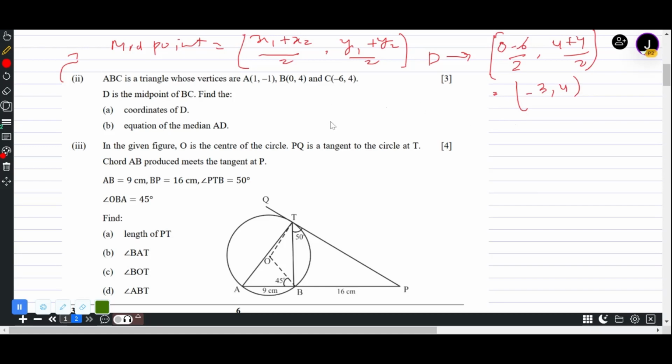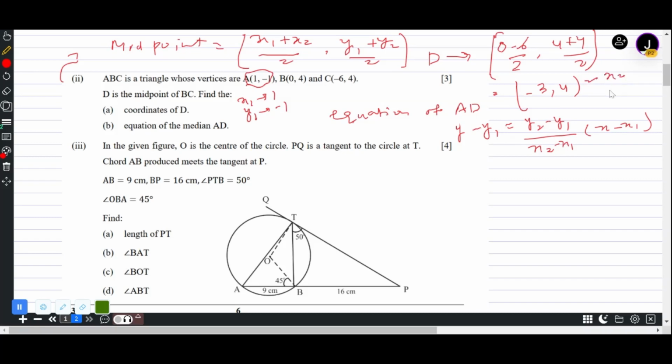Now we have to find the equation of the line that passes through D, which is the median. So the equation of AD we have to find. We have the coordinates of A and we have the coordinates of D. So a line passing through two points (x1, y1) and (x2, y2) is y minus y1 is equal to (y2 minus y1) over (x2 minus x1) into (x minus x1).